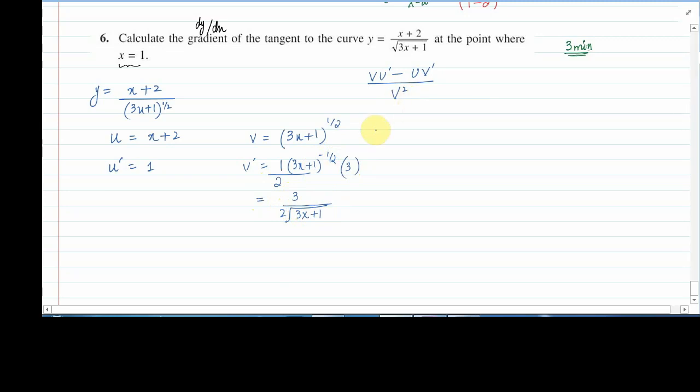Now we need to substitute the values in this working formula. So v is what? V is 3x plus 1 with the power of 1 upon 2. U dash is 1, minus u is what? U is x plus 2, and v dash is 3 divided by 2 under root 3x plus 1, divided by v square, that is 2 under root 3x plus 1 and whole square.